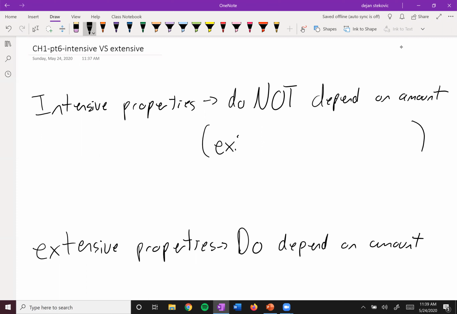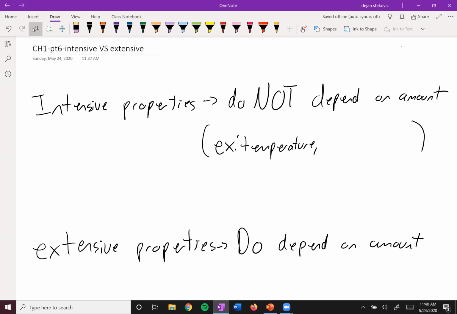So if you think about the temperature of something, that is an intensive property. If you have water at 100 degrees Celsius, it doesn't matter if it's a gallon, a liter, a milliliter, it's all the same. If it's the same temperature, it's independent of how much stuff you have.